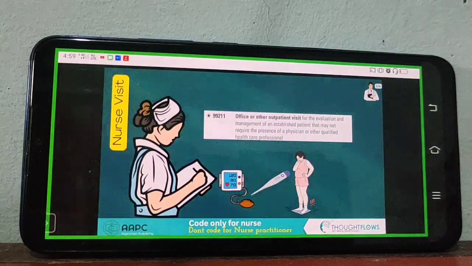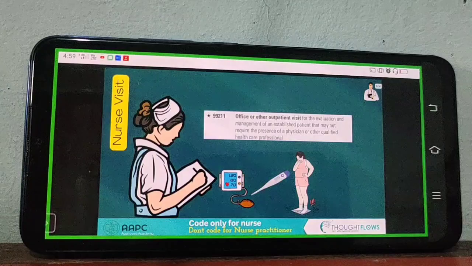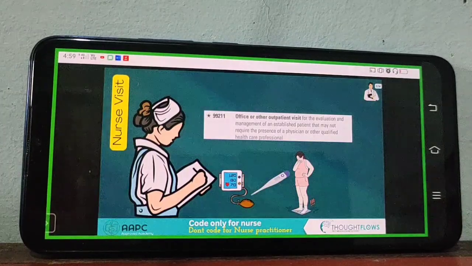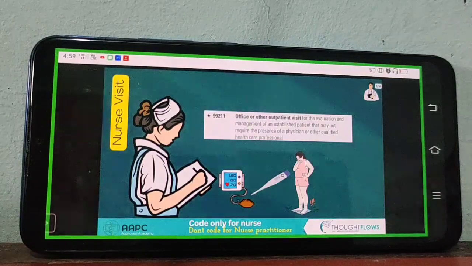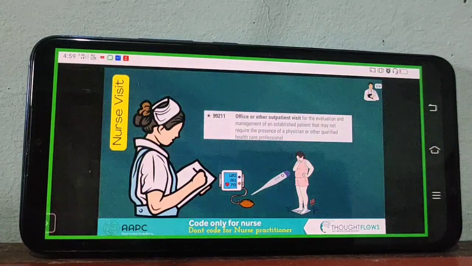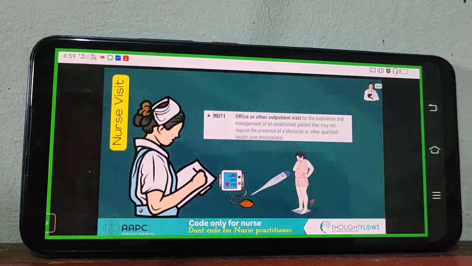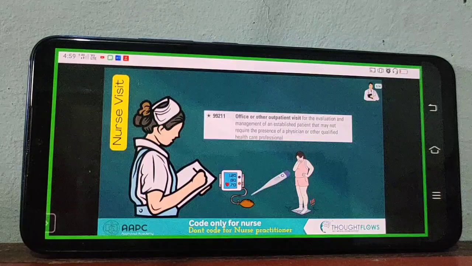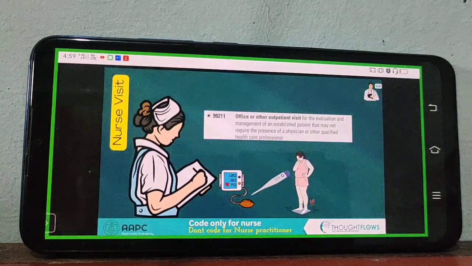99211, but this code is not reported for a nurse practitioner or training nurse. Okay, so only for a qualified nurse can we apply this code, but for a nurse practitioner we should not apply the code. Take a note, guys. Very, very important one. 99211 for nurse only. Do not report the code for nurse practitioner.